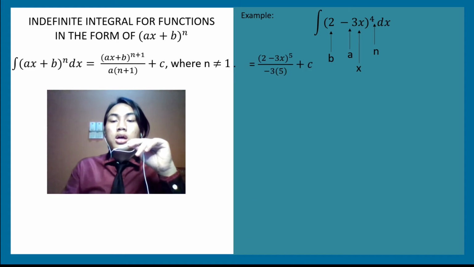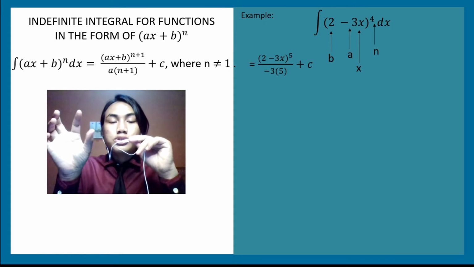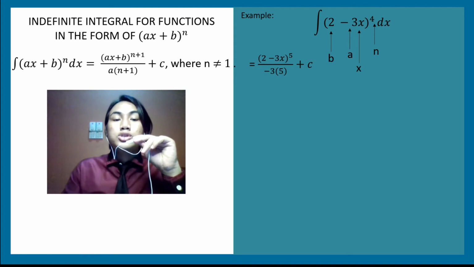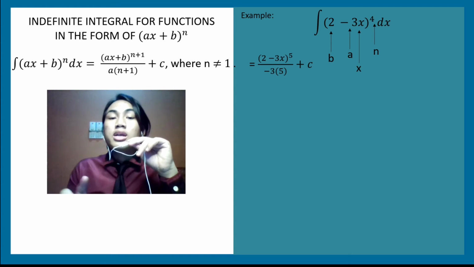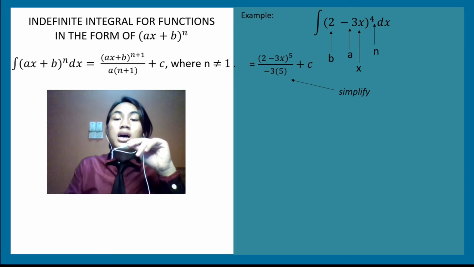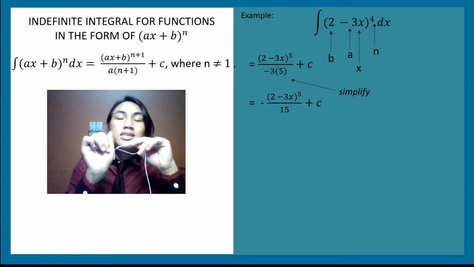So if we include all the information into that formula, we will get (2 minus 3x) to the power of 5 over negative 3 times 5. And if we simplify negative 3 times 5, we will get negative 15. So our final answer is negative (2 minus 3x) to the power of 5 over 15 plus c.